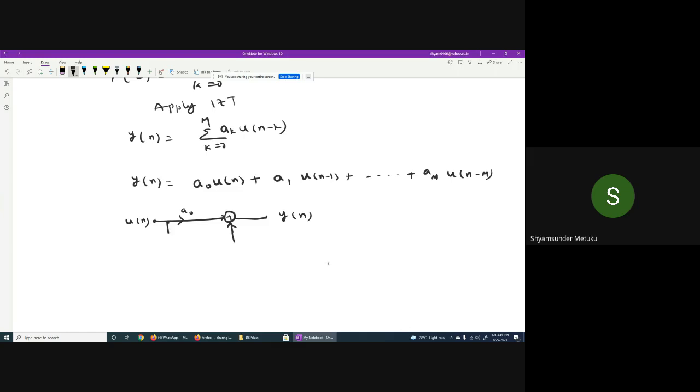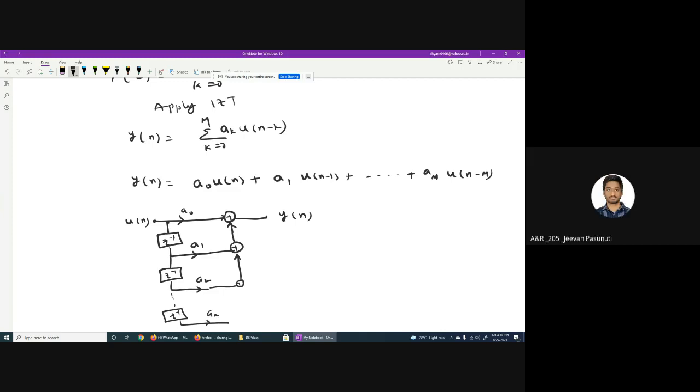So I need to tap here. Keep a z inverse. Multiply with a1. Correct or not? One more tap you take here. You will get u of n minus 2. Multiply with a2. Then you will get like this. It will continue up to how many times? M times. Okay.